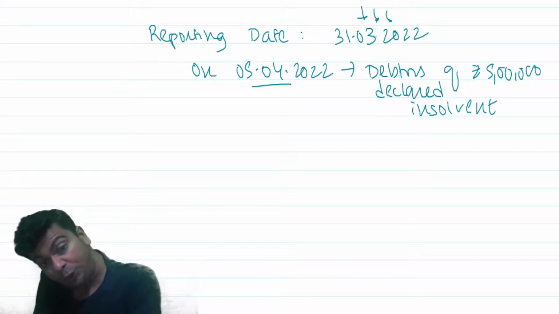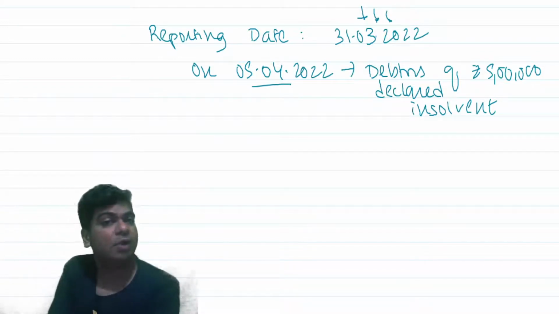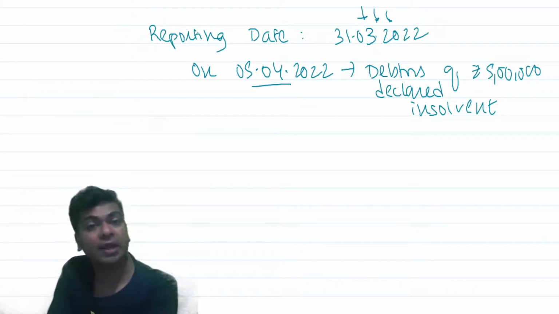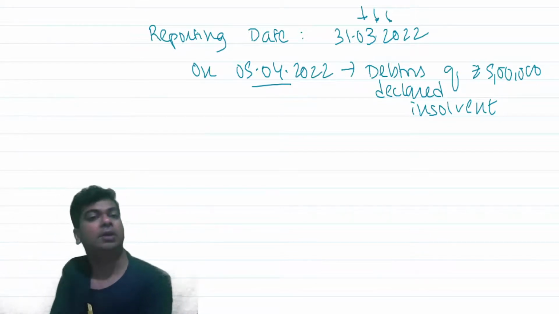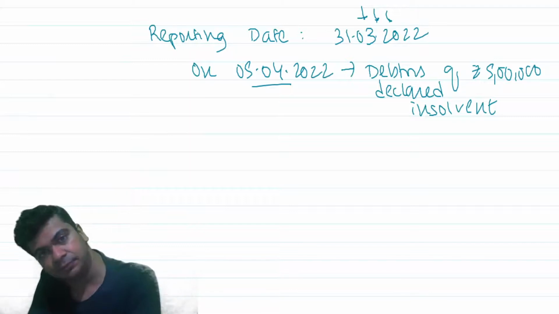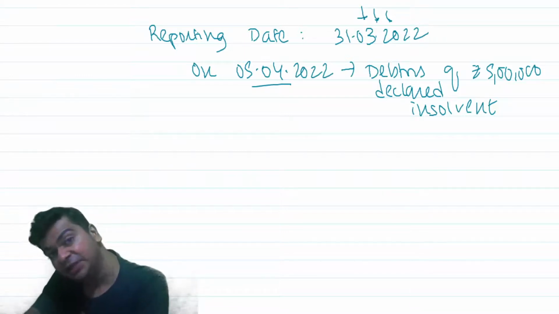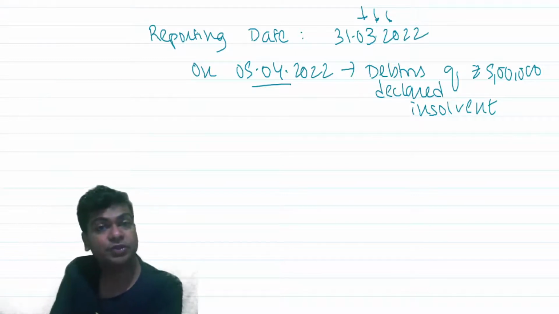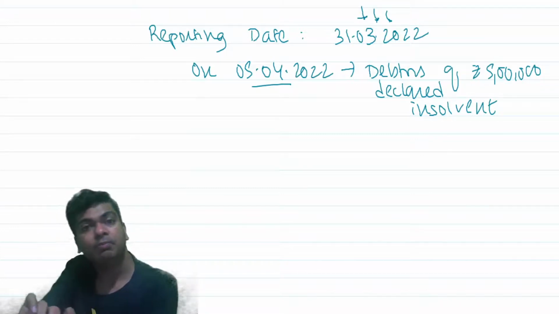Okay, now what to do with this? The debtors of 5 lakhs have become insolvent. That means I will not be able to collect 5 lakhs of rupees. Don't you feel you should recognize a provision for bad and doubtful debts? Or should I only provide a disclosure with respect to the same? Understand? If you recognize a provision for bad and doubtful debts, you will have to make an adjustment in your P&L.